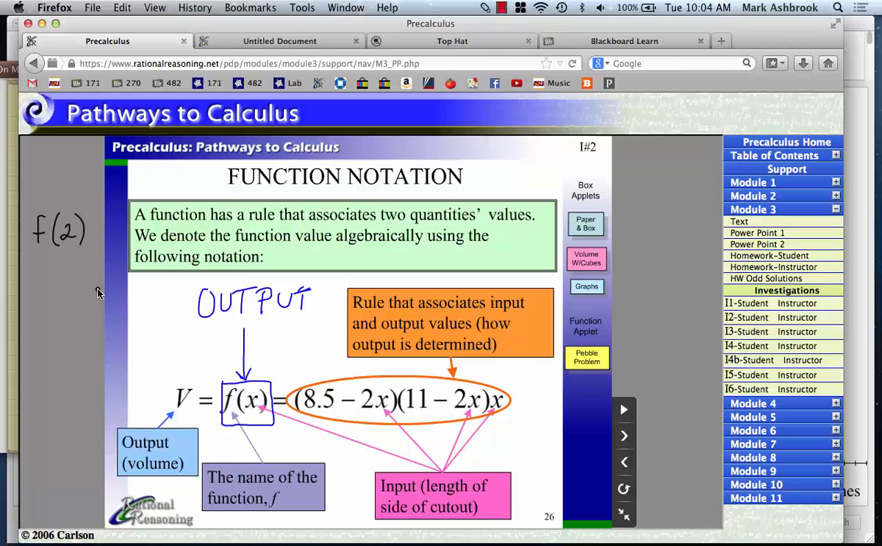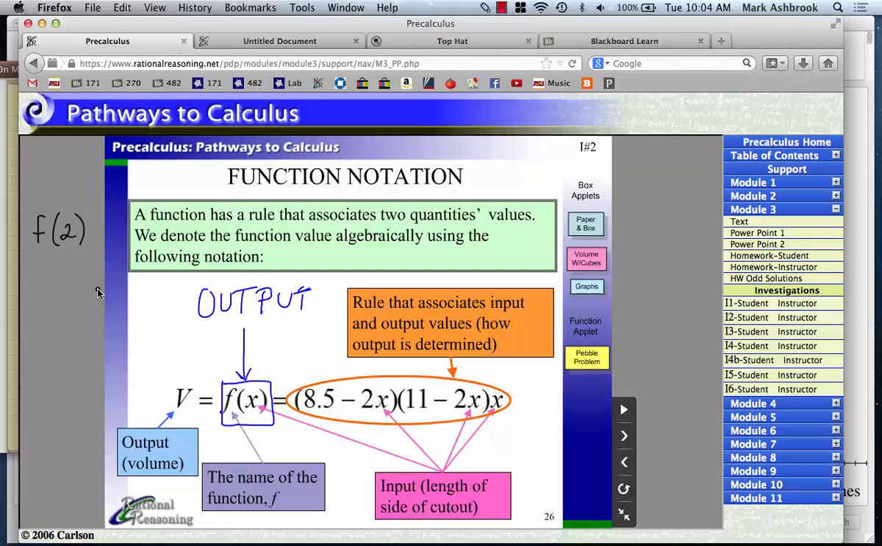F of 2. Somebody knew. What's your name? Kevin, sorry. Kevin, so what would f of 2 mean? I mean that for your input of 2, f of 2 would be your output. He said that's the output when the input is 2. So now tell me that in terms of the situation.